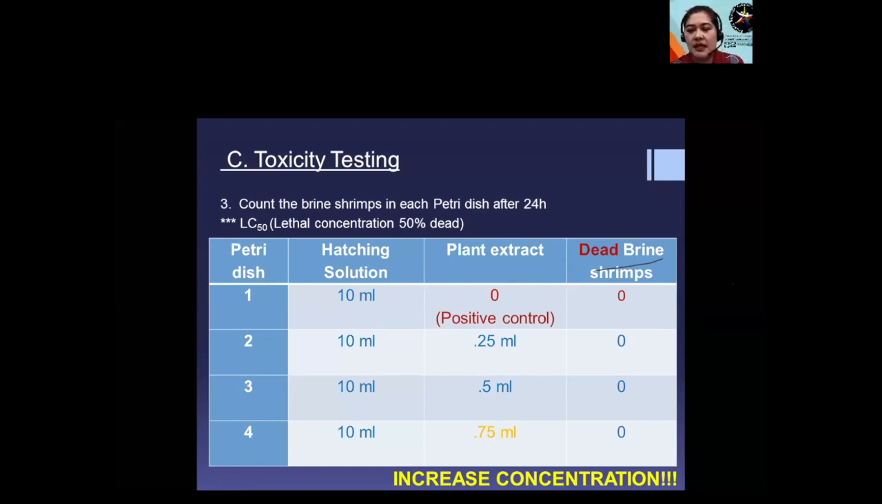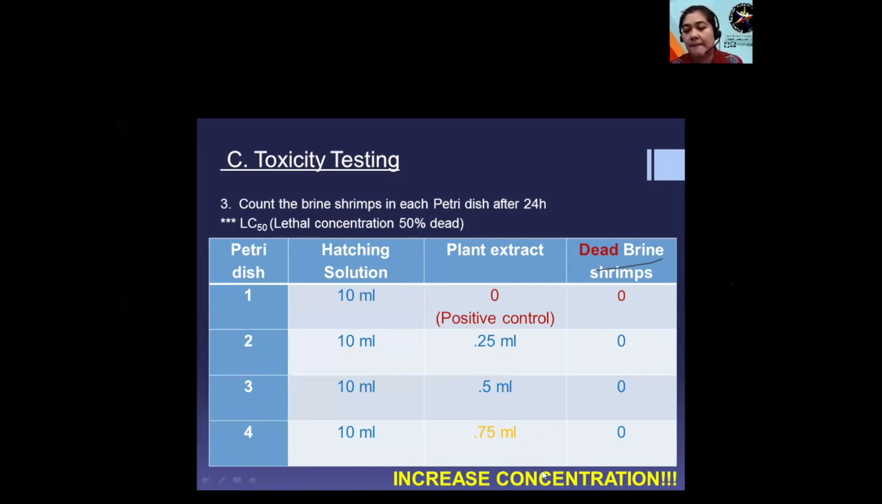How about naman if ganito ang results natin? So wala pang namamatay, 0.75 na ang pinakamataas. Ibig sabihin, mahina yung plant extract. So taasan mo naman ito ngayon. Mag-start ka, so 0.75 yan, pwedeng gumamit ka ng 1 ml. Tapos 1.25. Yun na yung mga kasunod.